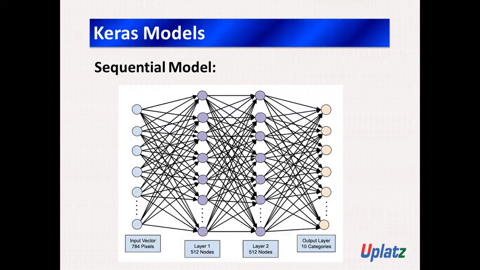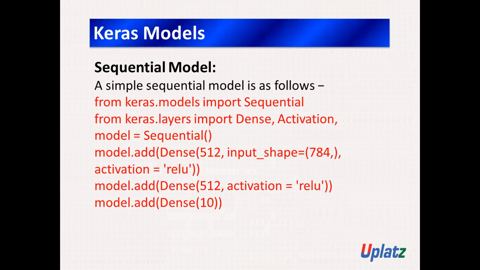Input vector 784 pixels, layer 1, 512 nodes, layer 2, 512 nodes, and then output layer 10 different categories. Okay. And finally, the overall code for building the network, for building the sequential model, is as you can see here. From keras.models import Sequential, from keras.layers import Dense, Activation, or you can also add Dropout here. And then model is equal to Sequential. So you want to create a sequential model.